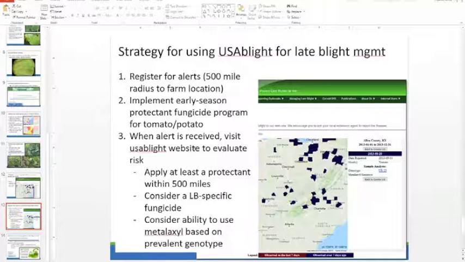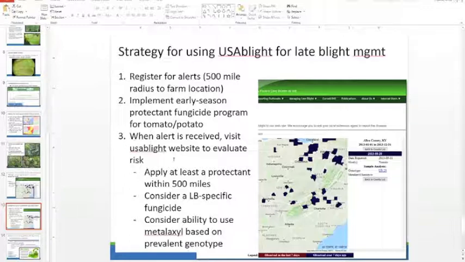So what's the strategy when you're using this monitoring website? Again, you want to register for alerts, a 500-mile radius to your farm location. Again, implement the ID36 protectant fungicide program. That'll give you protection only. It doesn't have anything that integrates a systemic activity that will be effective against the late blight pathogen. And this is where the two strategies kind of diverge.